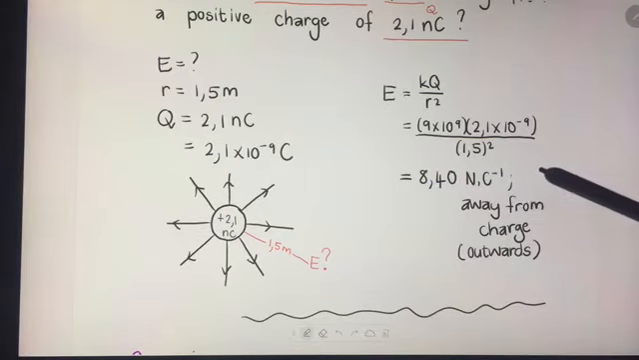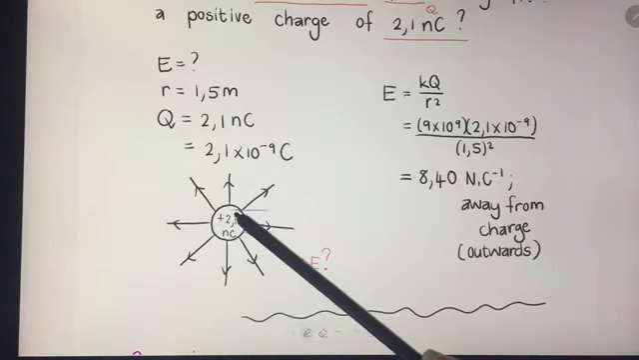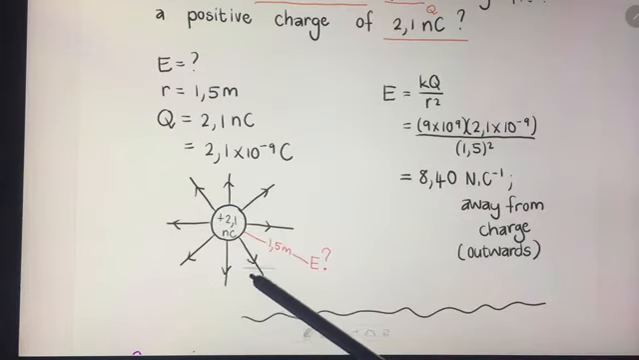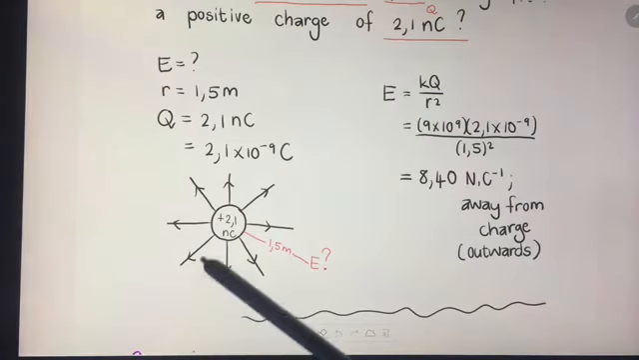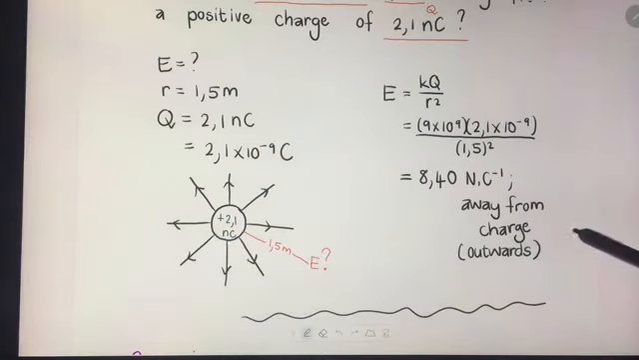They also ask for direction, and because this is a positive charge, I know that this is what the field is going to look like, because I always use a positive test charge to find the direction of the field. So I know the field will be away from the charge, and that is why over here I said away from the charge, or some people prefer to describe it as outwards.